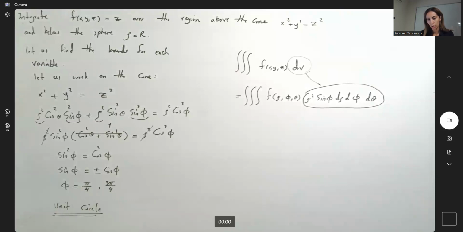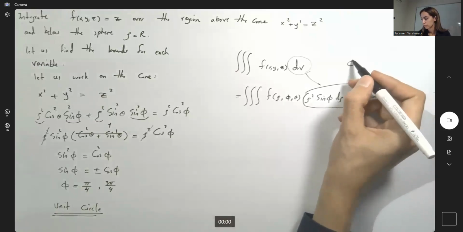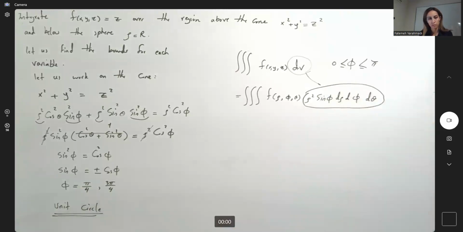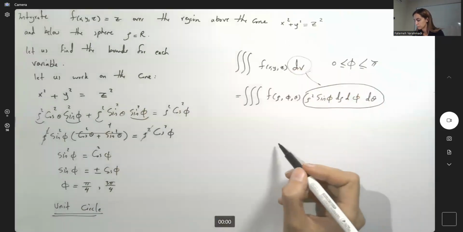That's enough for us. Why? Because we look at phi in general. Our phi by definition is bounded between 0 and pi. So these two should be enough for us. Perfect. So what's next? We know that our phi is bounded between 0 and pi over 4. Why is that? Let's take a look at the graph a little bit.